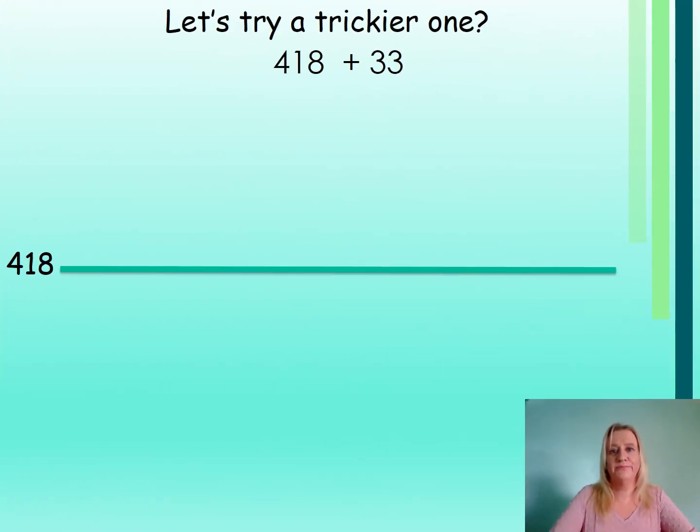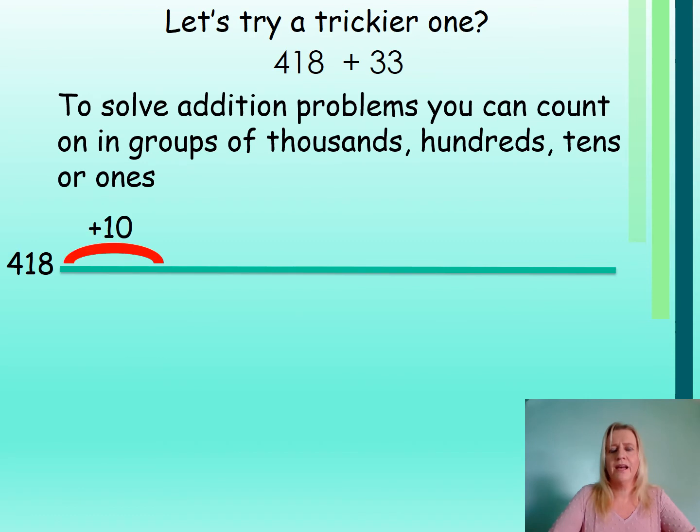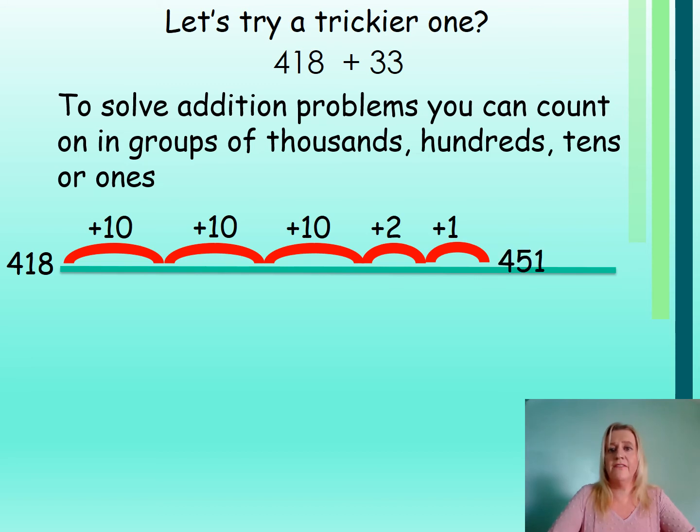Let's try a trickier one. 418 add on 33. I've put my 418 at the beginning of my empty number line. Again, you can pause the video and have a go yourself and come back to check and see what I have. 418 and another 10 gets to 428, 10 more is 438, and 10 more is 448. And then we can add on maybe a 2 and another 1, and that would get the answer 451.